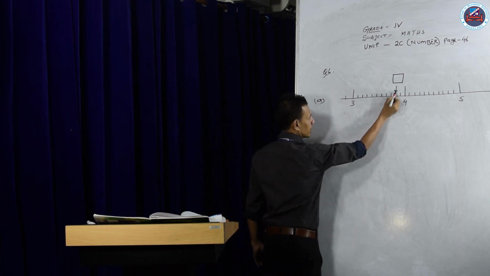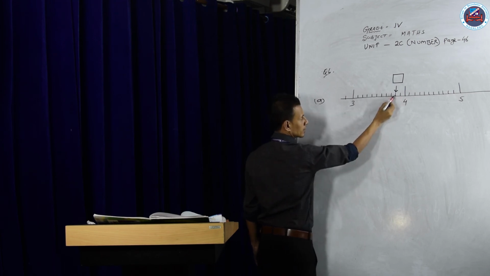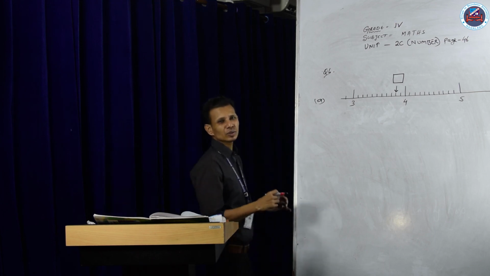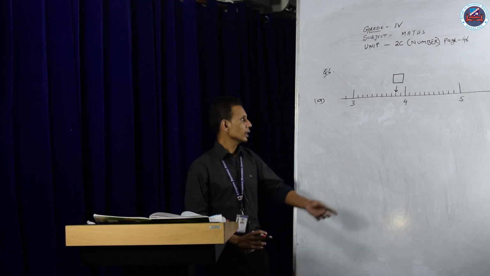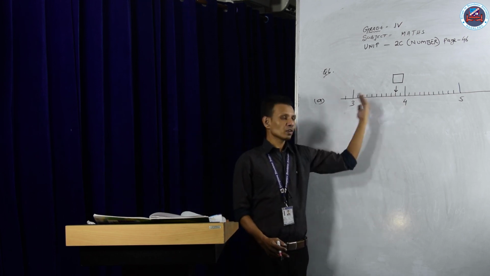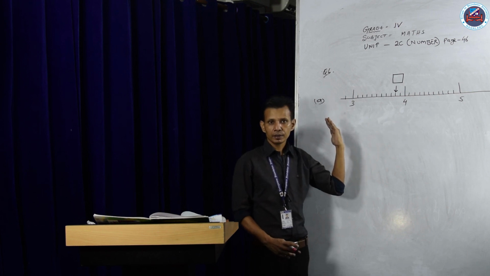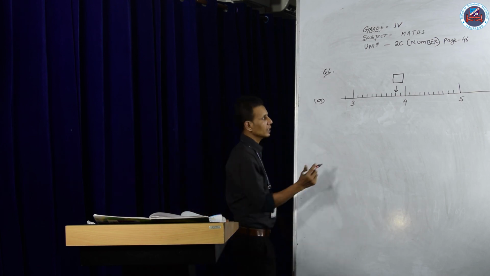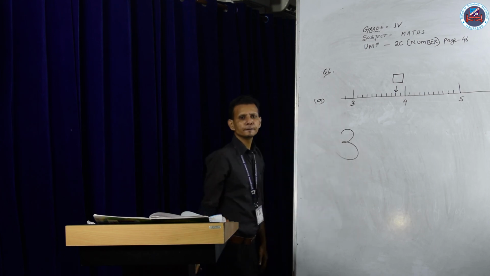Let's see here. This arrow is where? It's 3 somewhere. It has not reached 4. So there's nothing to do with the 4. The arrow is before 4. And before 4 is 3. So it has not reached 4, so let us not touch it. Now let us see. What is this? 3.